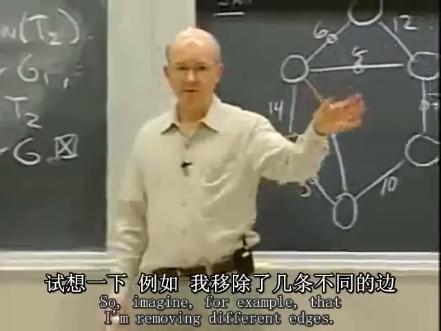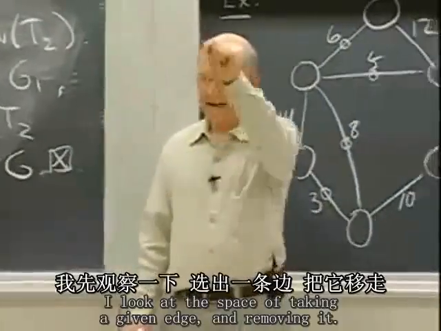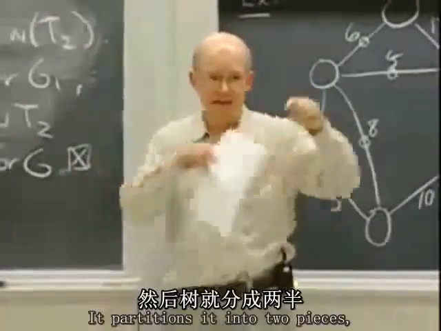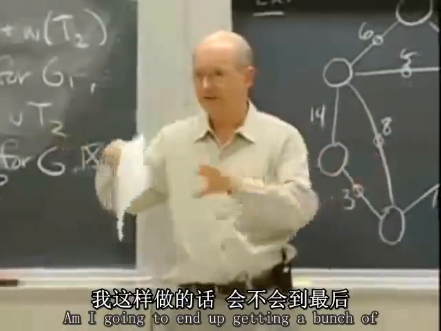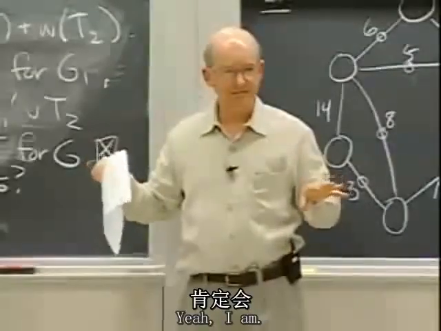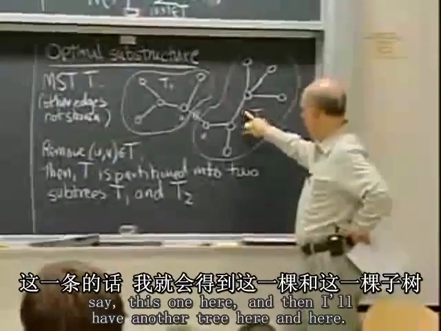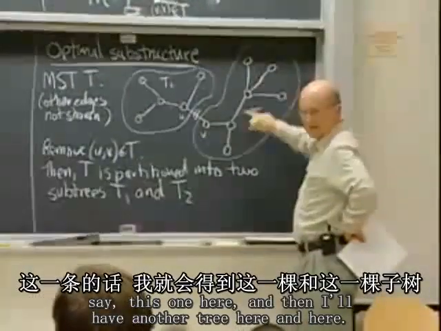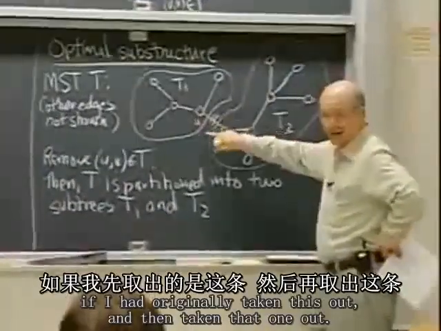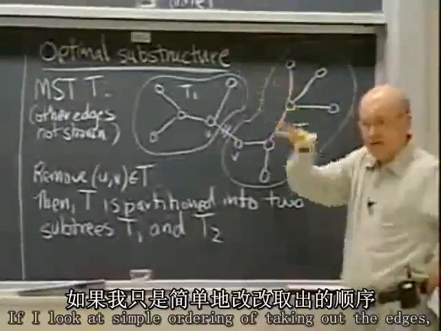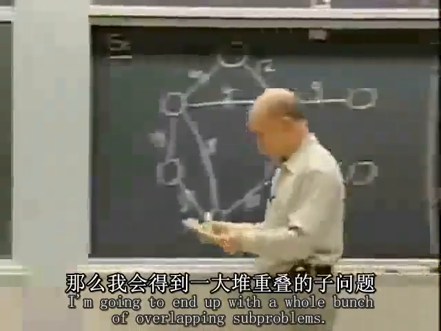So imagine, for example, that I'm removing different edges. I look at the space of taking a given edge and removing it. It partitions it into two pieces, and now I have another piece, and I remove it, etc. Am I going to end up getting a whole bunch of subproblems that are similar in there? Yeah, I am. If I take out this one, then I take out, say, this one here, I'll have another tree here and here. That would be the same as if I had originally taken this out and then taken that one out. So if I look at some ordering of taking out the edges, I'm going to end up with a whole bunch of overlapping subproblems.